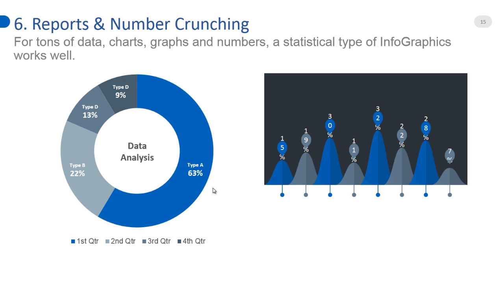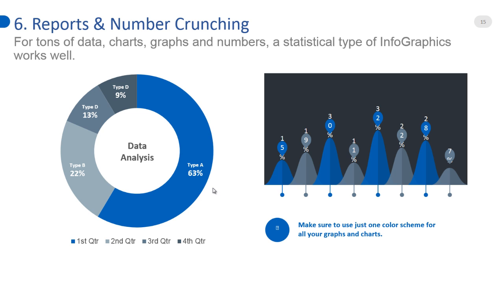For tons of data, charts, graphics, numbers, a statistical type of infographic really works well. So when somebody looks at tons of numbers, it gets overwhelming. So how do you take those numbers and turn them into a chart so that it is easy for people to understand? So pie charts, line graphs, things that would appeal to your audience, but would make things a lot easier for them to understand.